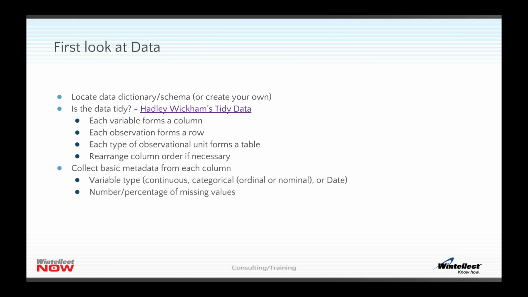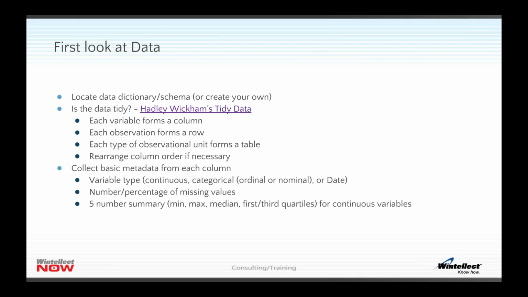Other things when you're first looking at the data: once you have tidy data, you can collect basic metadata for each column. Obviously, you need to know the data types. There are two main types, continuous and categorical. And sometimes you could think of dates as their own category of variable type. Missing values, knowing that percentage. This is just basic information to get you introduced to the data set.